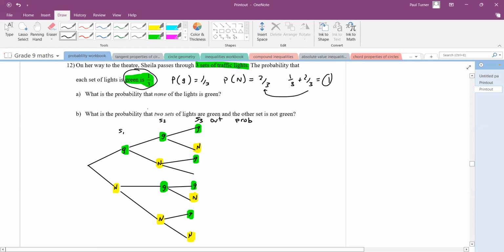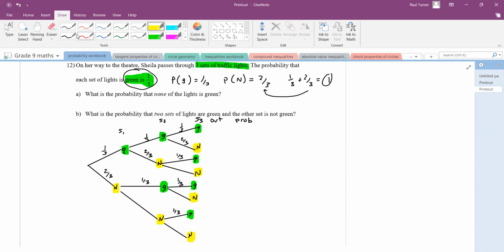So we can write these numbers onto our tree. So everywhere where you see green, you write 1/3, every branch. So you put in 1/3 everywhere where you see that. Like that. And not green is 2/3. So everywhere where you see not green. And we're missing not green there, aren't we? So let's put that in. So that will be 2/3, 2/3, and 2/3 down there, and 2/3 on that one.